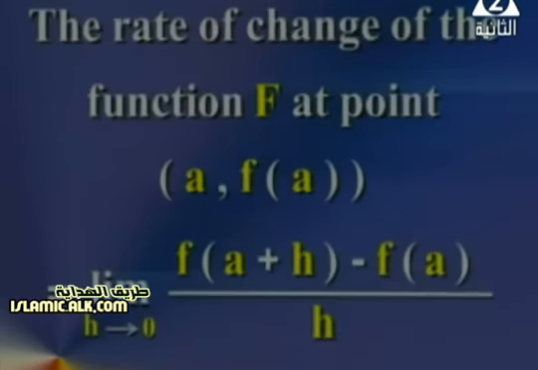Dear student, the rate of change of the function f at point A, f of A, equals limit when h tends to 0 of f of A plus h minus f of A over h. Remember? What is the meaning of the rate of change of the function f at the point A? Look at the point A, f of A. If we have A equal 3, then f of 3, this point 3 and f of 3. The rate of change equals limit when h tends to 0 of f of A plus h minus f of A over h.